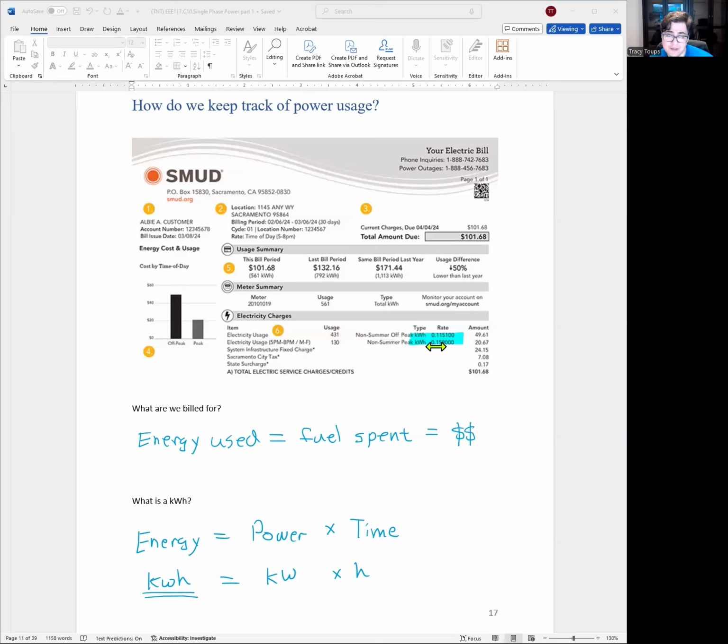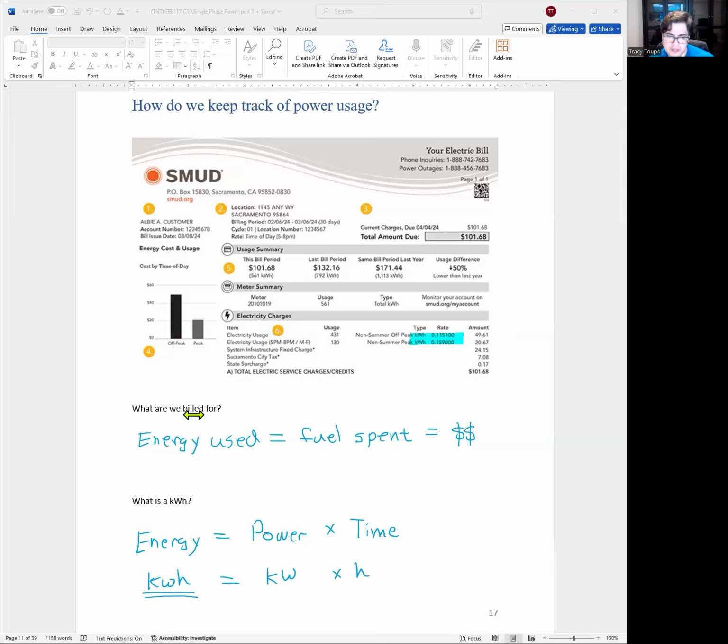And they keep track of how much energy you used. So this particular person used 431 kilowatt hours off peak and 130 kilowatt hours on peak. Multiply these numbers, and they're paying $50 for their off-peak energy usage and $20 for their on-peak energy usage. Add them together, it's about $70, plus an administrative fee and other fees, so a total of $100, and this is a 30-day interval.